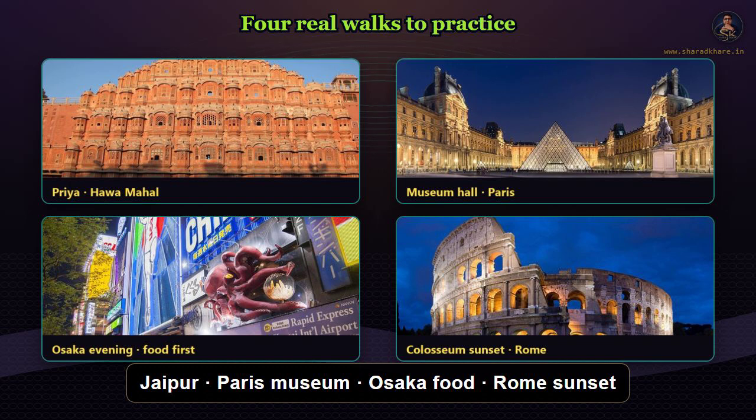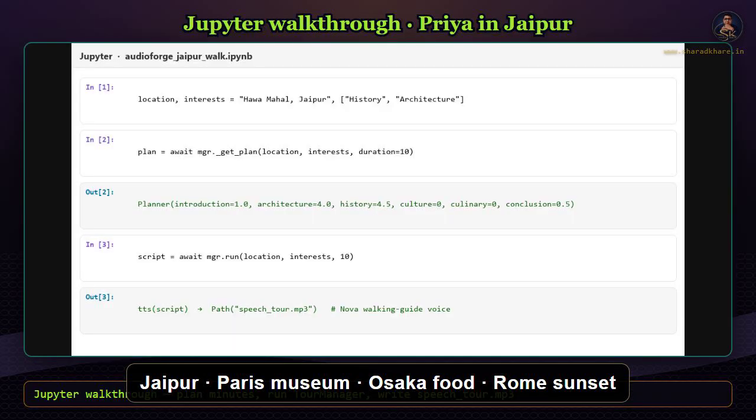Second example, you have 20 minutes inside a museum hall in Paris and you pick culture plus history. The culinary agent stays quiet. The script should feel like gallery whispers, not a restaurant list. Third example, a food-first evening in Osaka. Culinary plus culture, 50 minutes. Now markets, dishes, and local manners should dominate the word budget, with architecture getting silence.